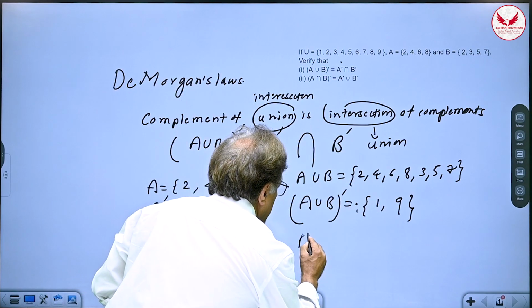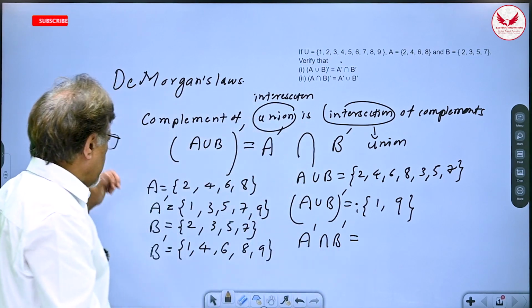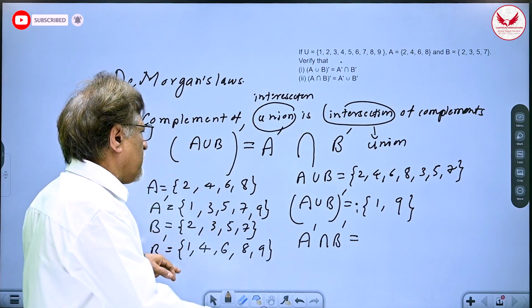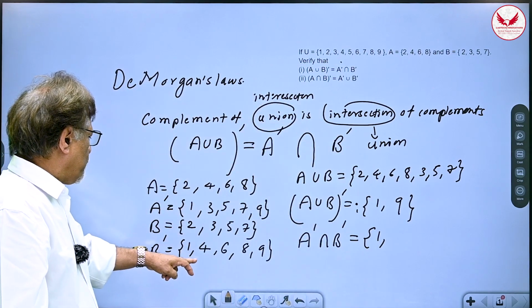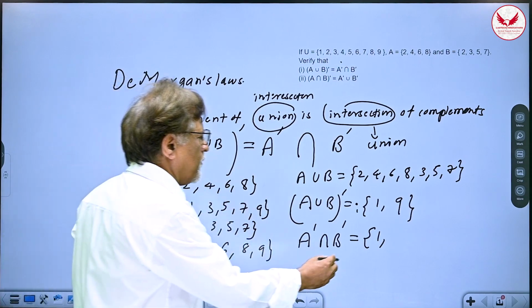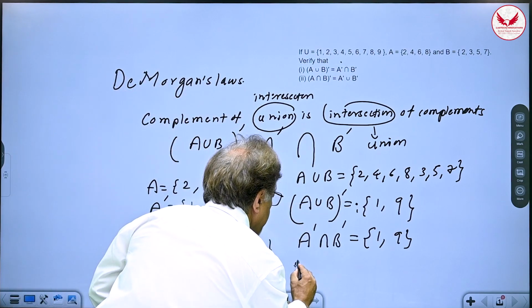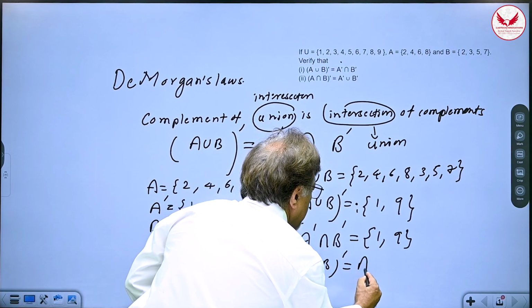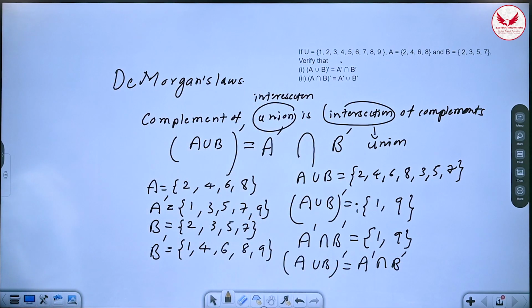Now let us see what is A dash intersection B dash. That means we have got A dash here and we got B dash here. Which are the common elements in both of them? 1 is common between them. Yes, 1 is there, right? So 1 is common, 3 is not common, 5 is not common, 7 is not common, 9 is common. Absolutely. That means these two sets are equal. So we have verified the law that A union B complement is equal to A complement intersection B complement. So the first statement we already verified.